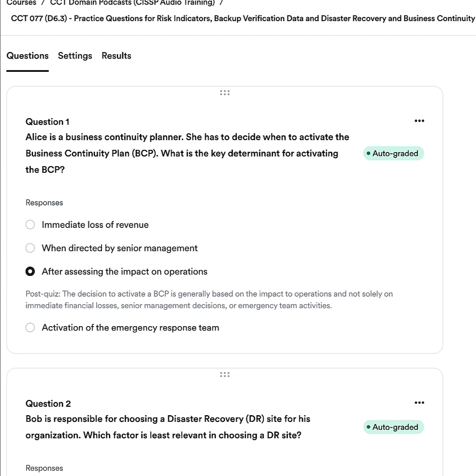So again, Alice is a business continuity planner. When should she decide to activate the BCP? And it is C, after assessing the impact on operations. So before you go through that process of activating the BCP, which triggers a lot of different things, it's generally based on the fact that it's tied specifically to operations and immediate financial losses. So therefore, you need to make sure you assess the impact on your operations before actually pulling the trigger on it.